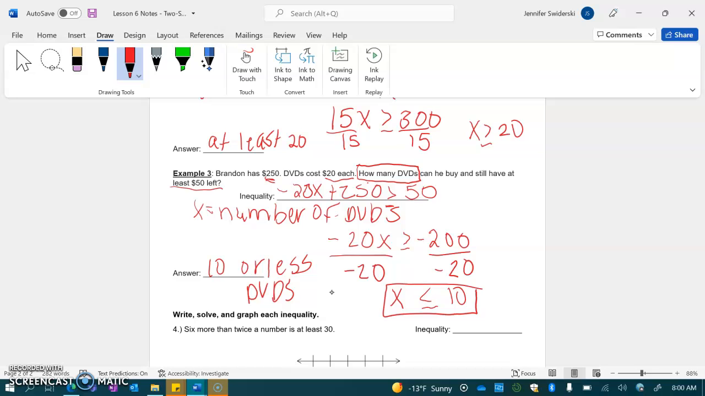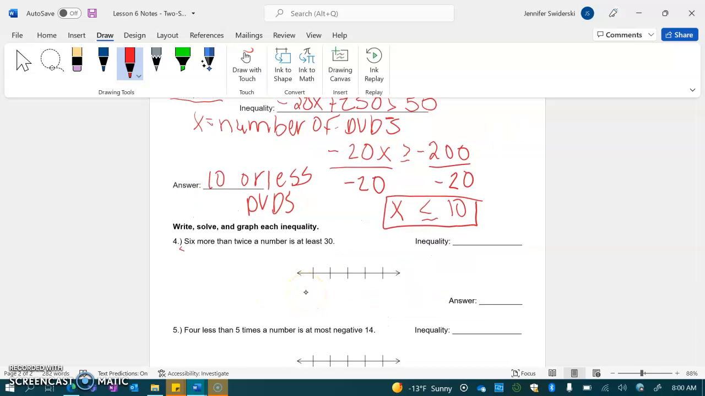All right. Down below says 6 more than twice a number is at least 30. Well, let's think about that. Twice a number. Let's let x be that number. So how do I say twice a number? Well, 2x. And then how do I say 6 more than that? Well, plus 6 is at least, that means greater than or equal to 30.